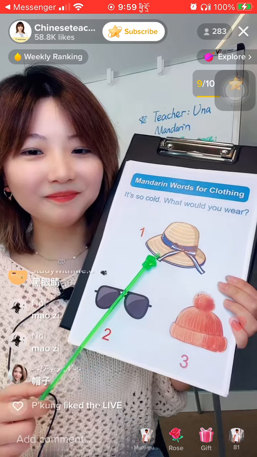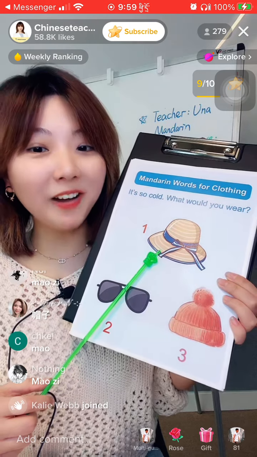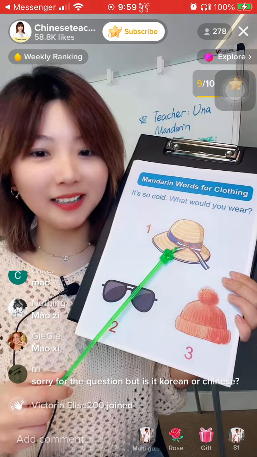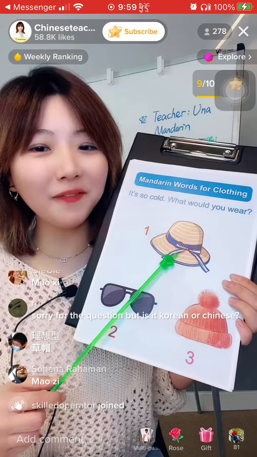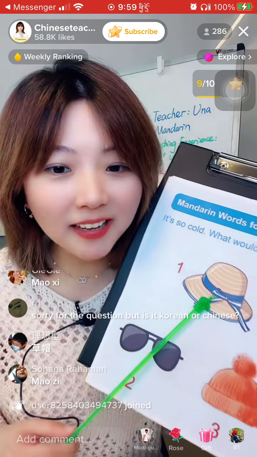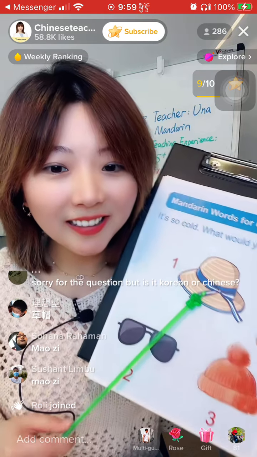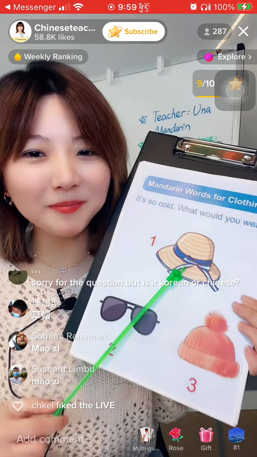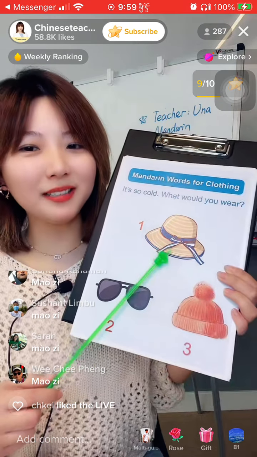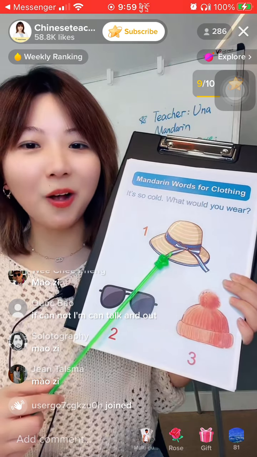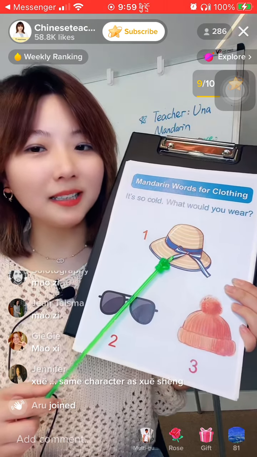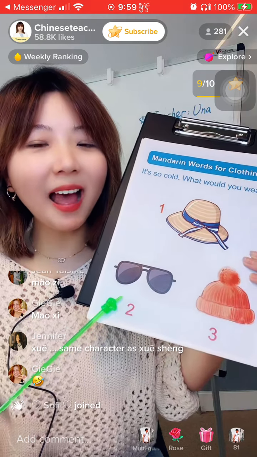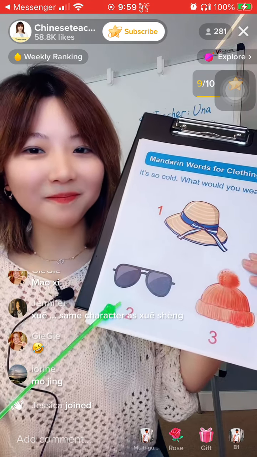Very good. We say 帽子, perfect, good job. 帽子, very good. 帽子, okay. How about this? Am I pronouncing the right way? Do we say 太阳眼镜?